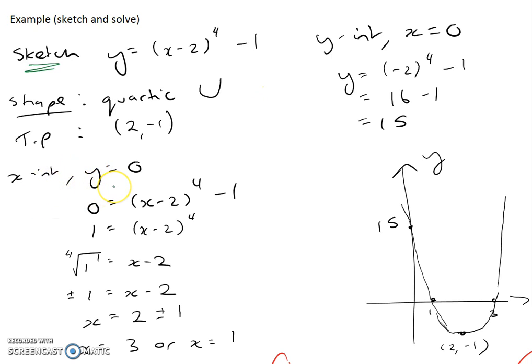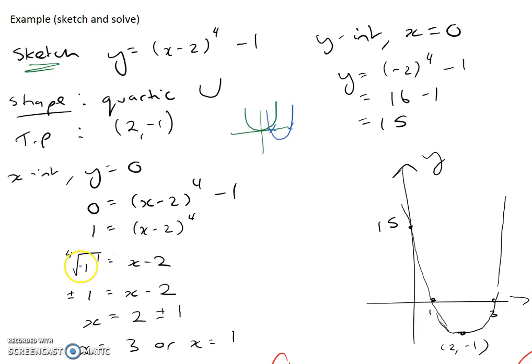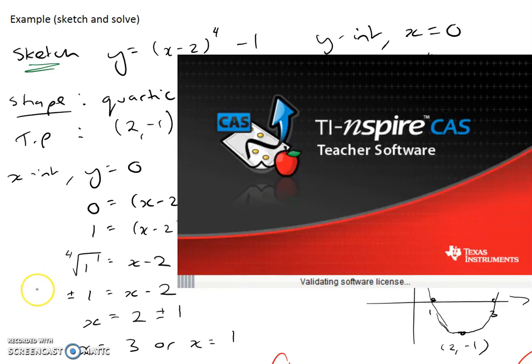You would then identify if there are going to be any x-intercepts. It's been transformed from the standard one to 2 to the right and 1 down, so it will have some x-intercepts. You solve for them, making y equal to 0, do your algebra, add 1 to both sides, take the 4th root of both sides. By hand, the 4th root of 1: what number multiplied by itself 4 times gives you 1? The answer is 1. So 1 equals x minus 2. Oh, sorry, plus or minus 1.